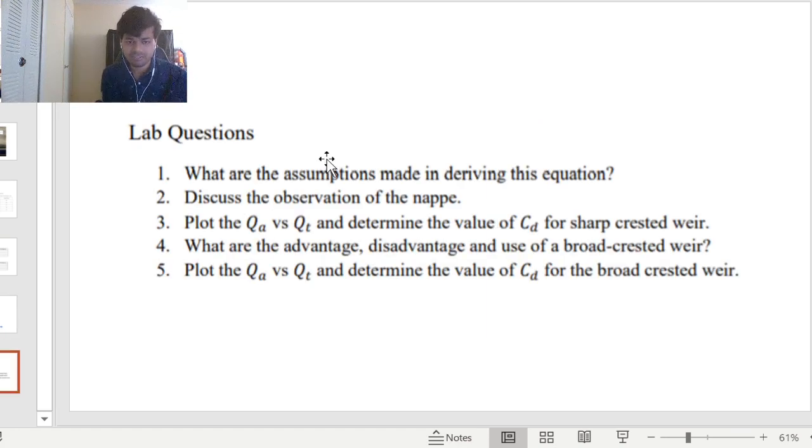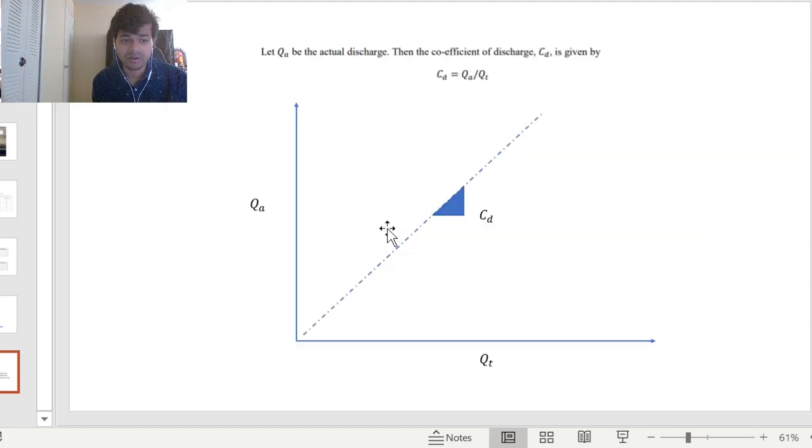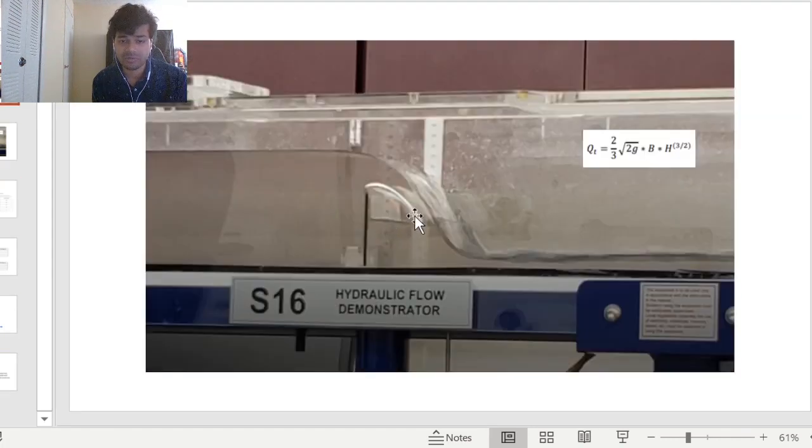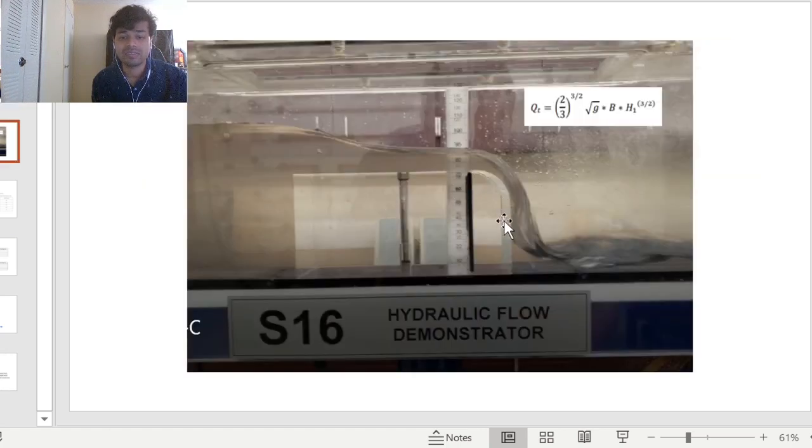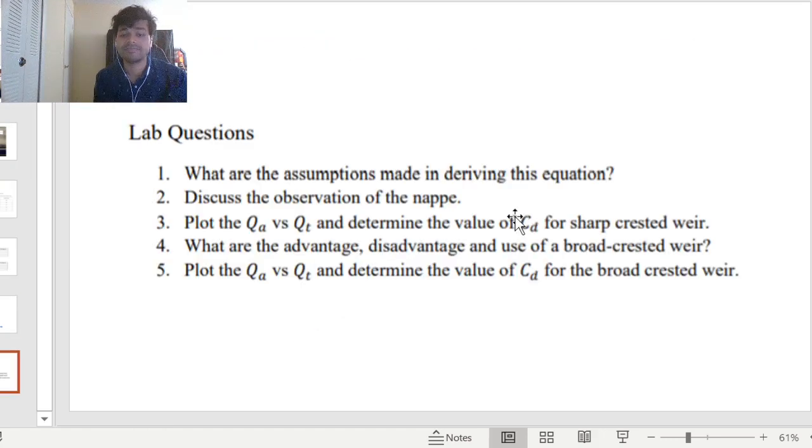If you take a look at the lab questions, what are the assumptions made in deriving this equation? If you look at your lab manual carefully, then you should be able to answer this question and discuss the observation of the nappe. Okay, if you look at the profile for the sharp crested weir, there is a zone, this is a vacuum, right? So there is no water, no air inside this zone. This is called the nappe. To avoid this nappe, the edge of this broad crested weir is a little bit round. So look at your lab manual and you will learn more about the nappe.